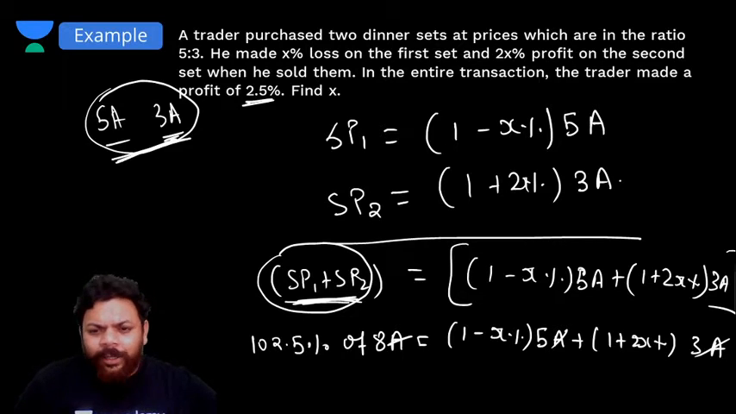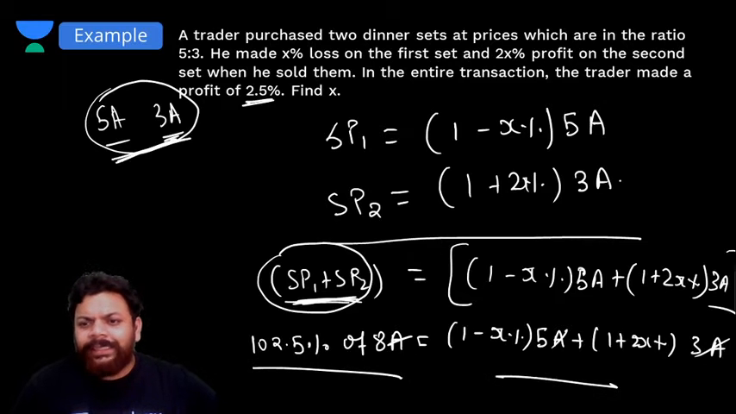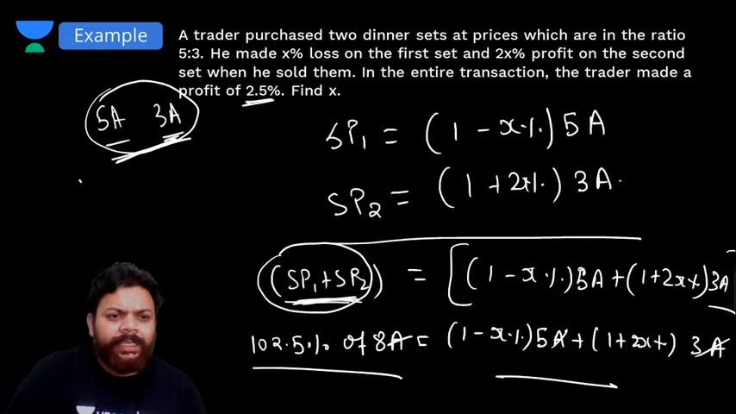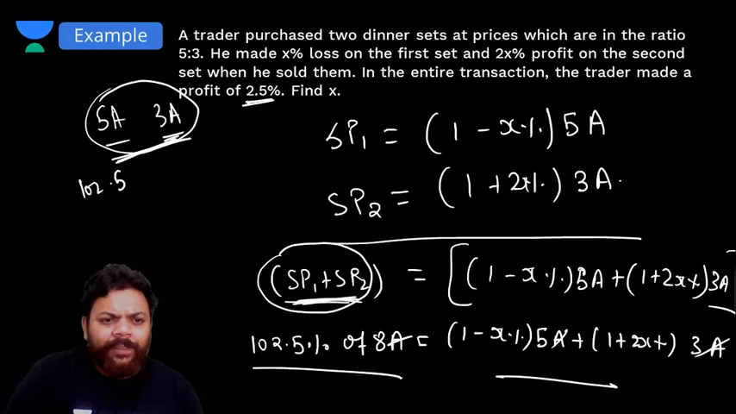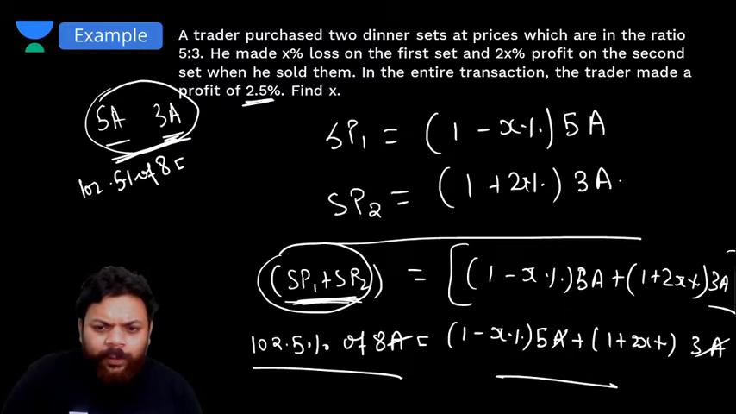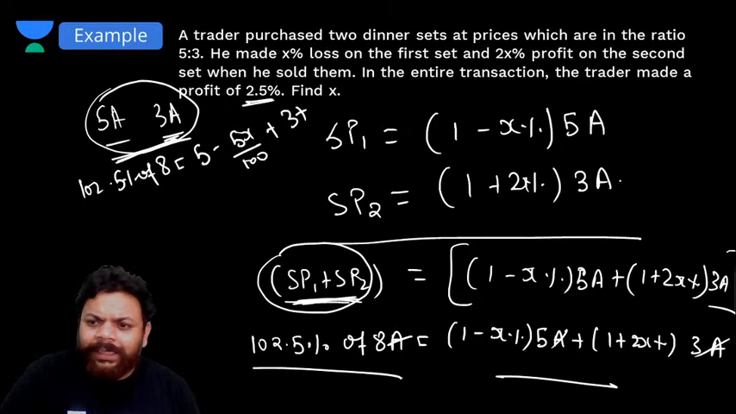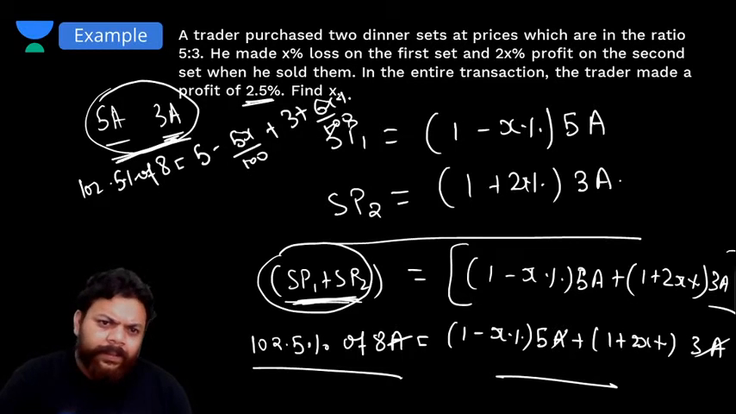So this is how we can write the equation, and after solving this equation, that is, 102.5% of 8 must be equivalent to 5 minus 5x%, that is 5 by 100, plus 3 plus 6x%. This is how we can write this.